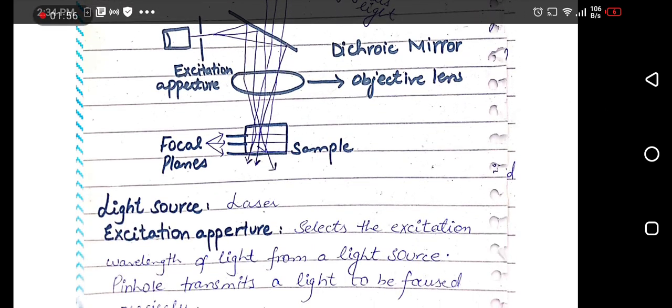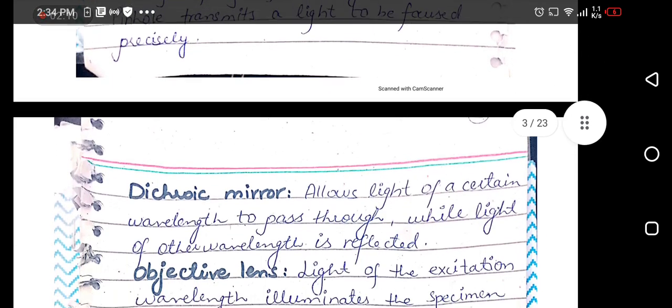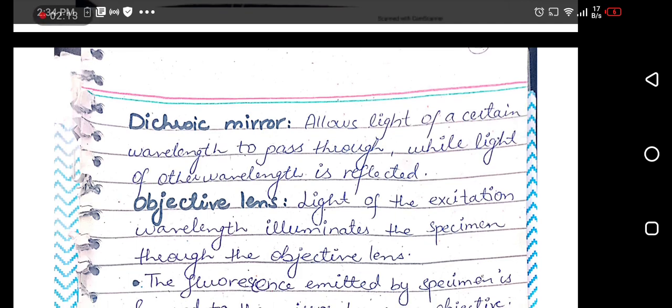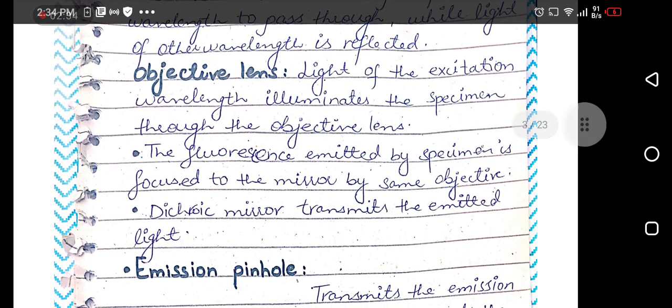The light source is a laser. The excitation aperture is used to select the excitation wavelength of light from the light source. The pinhole transmits light to be focused precisely. Then we have a dichroic mirror, which allows light of a certain wavelength to pass through while light of other wavelengths is reflected. The objective lens is then used, which allows light of the excitation wavelength to illuminate the specimen. The fluorescence emitted by the specimen is focused to the mirror by the same objective lens.